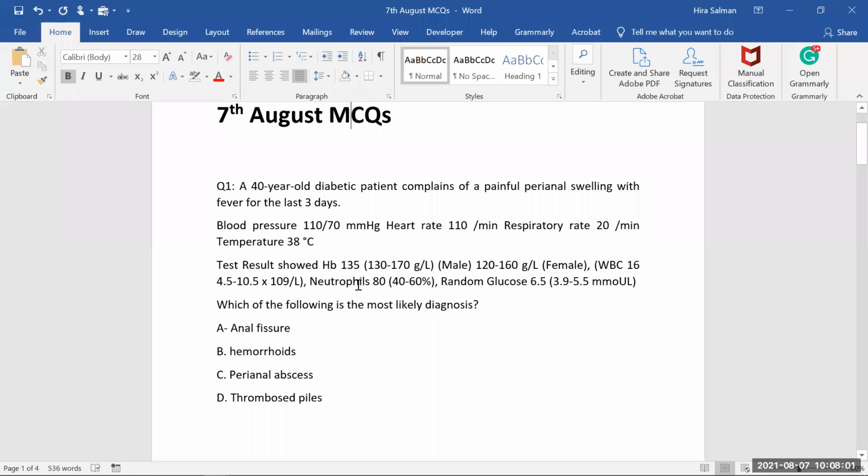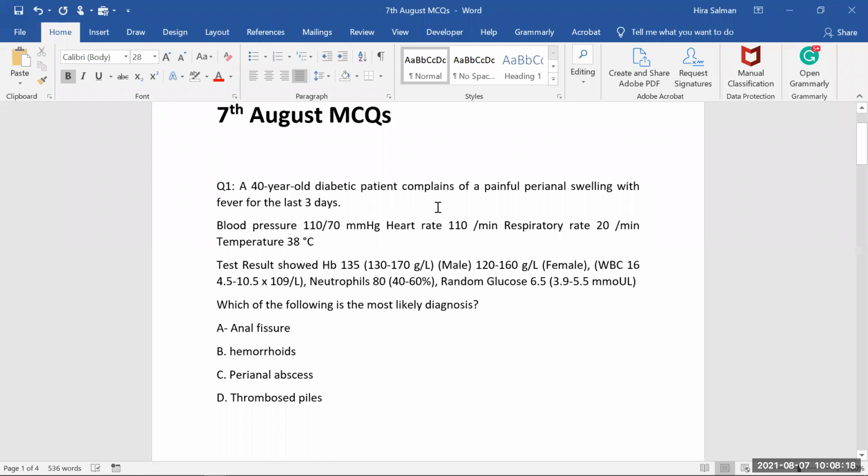If you find the neutrophil count more than normal, of course, normal is 60% up to, and here you will find 80%, it means that it is more than normal and this infection must be a bacterial infection. But if you find lymphocytosis, like the lymphocyte count is increased, that must be a viral infection.